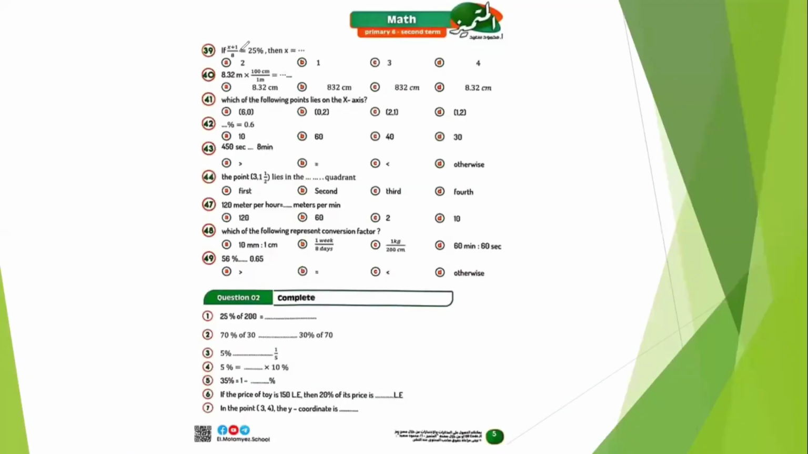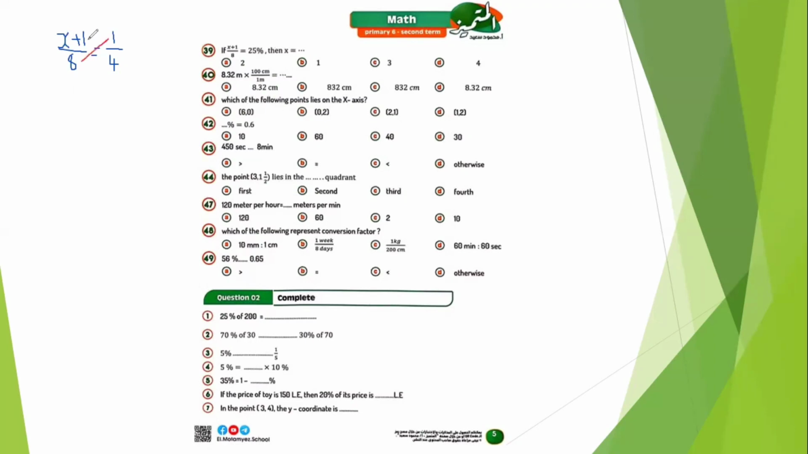39. If x plus 1 out of 8 equals 25%, then what is the value of x? We can use the scissors way or crisscross. X plus 1 out of 8 equals 25%. 25% means 25 out of 100. And we know that 25% means quarter, so we can simplify it to be easier. Now, use the scissors method.